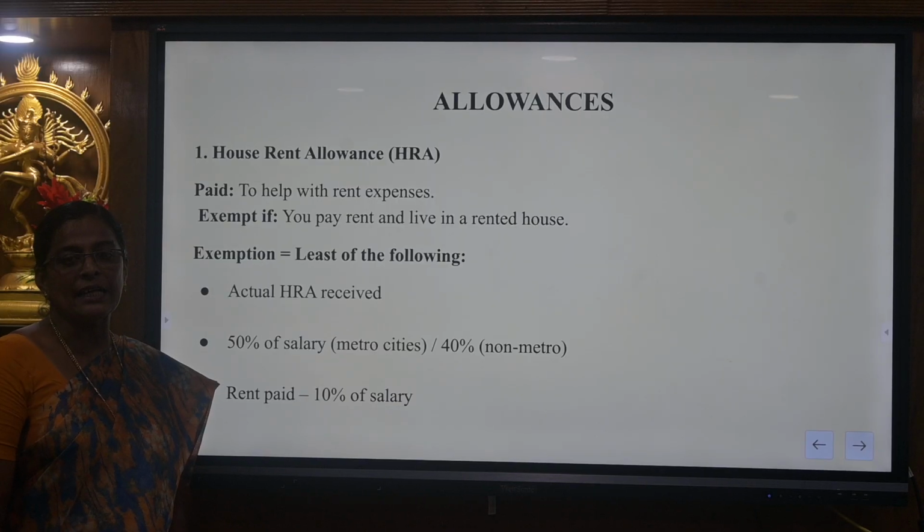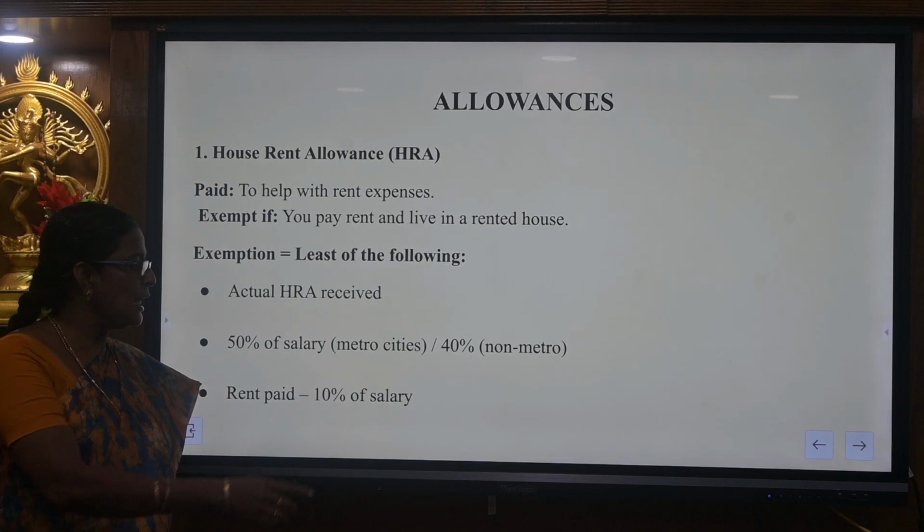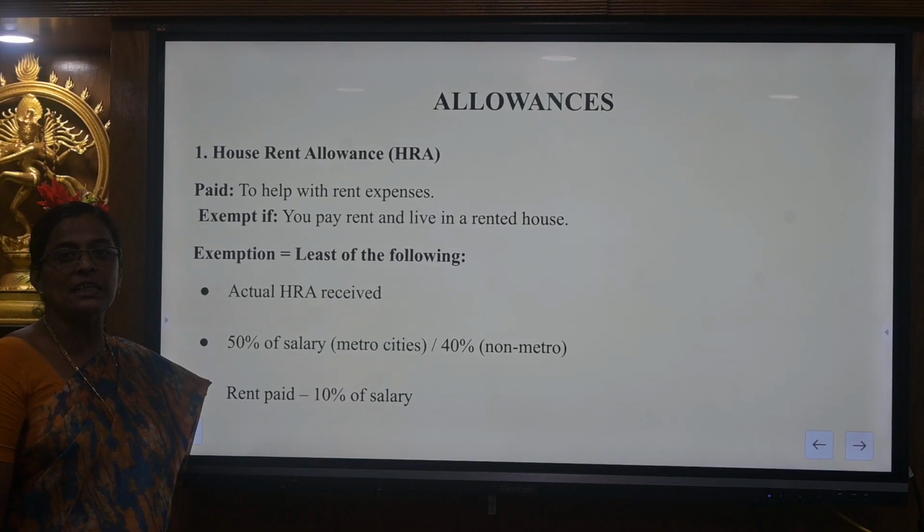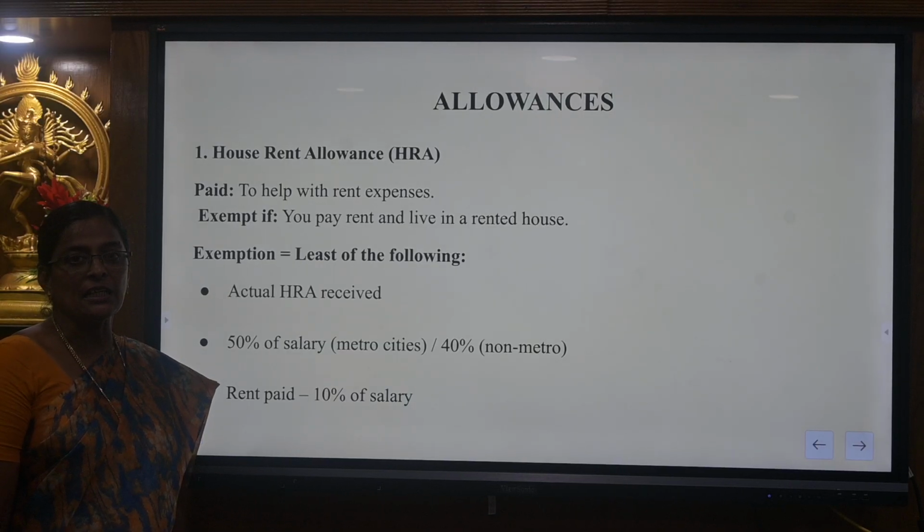In case of taking out the salary percentage, we should consider three things: basic salary, DA forming part and commission. These three only have to be taken to calculate 50% of salary and 40% of salary. The metro city consists of Chennai, Calcutta, Mumbai and Bangalore.